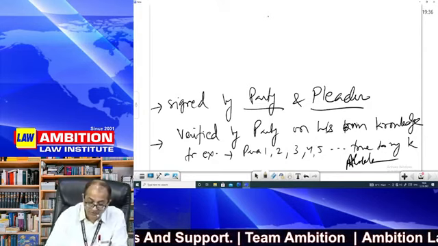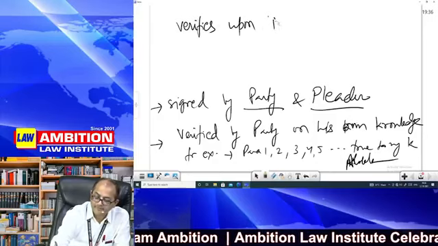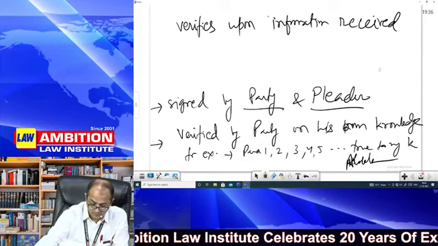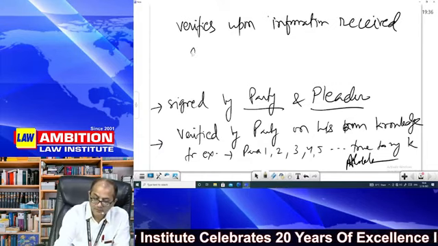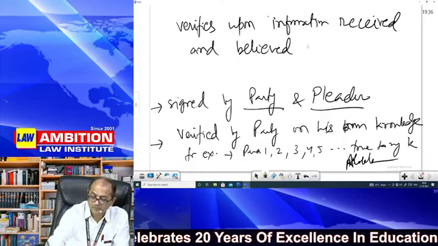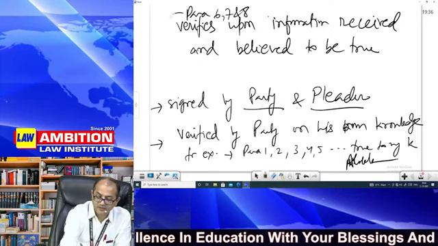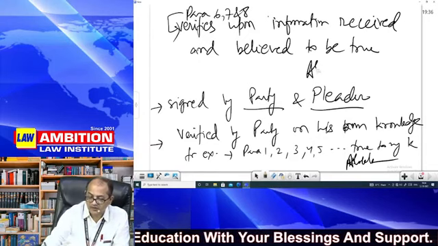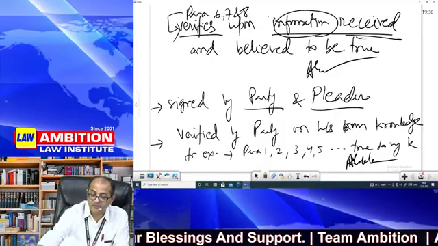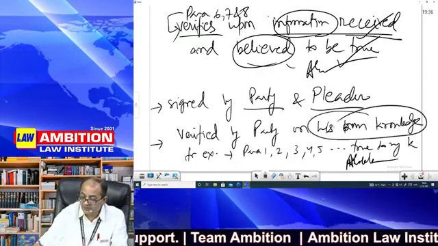And what he verified upon information. Again here, paras 6, 7 and 8, he verified upon information received. So you sign. It is verification because he does not know. He has received information from the other party and believes it to be true. He is a lawyer, but it is his own knowledge because he knows the fact better.